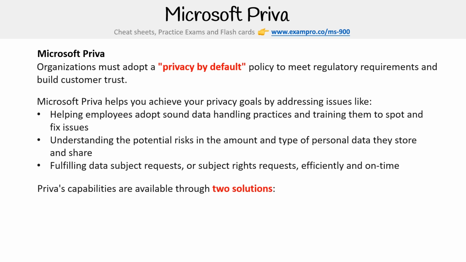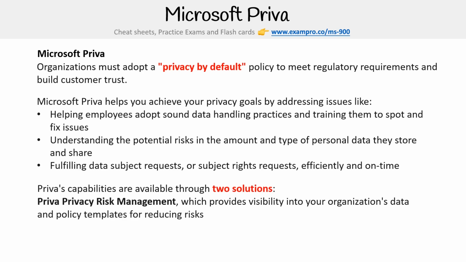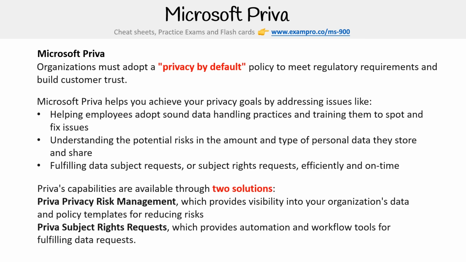Priva's capabilities are available through two solutions. First, we have Priva Privacy Risk Management, which provides visibility into your organization's data and policy templates for reducing risks. We'll talk more about this in the next slide. And there's Priva Subject Rights Requests, which provides automation and workflow tools for fulfilling data requests.